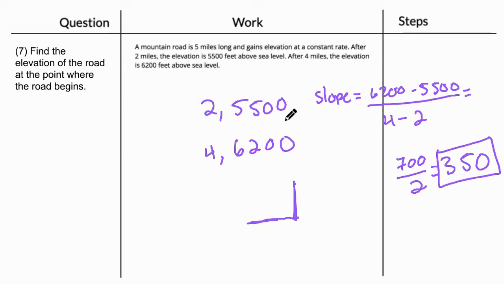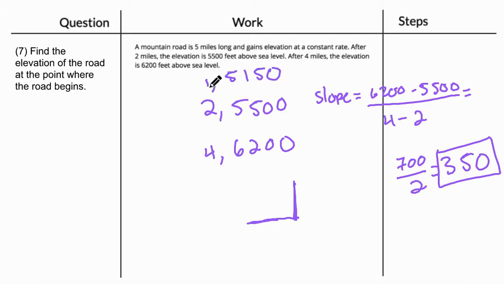So we have our slope now of 350, and what that means again is the unit rate. For every mile that you travel on this road, we go up 350 feet in elevation. So we can use this to backtrack, because if we wanted to go back to 1 mile after the road started, we take 5,500 and we subtract 350.